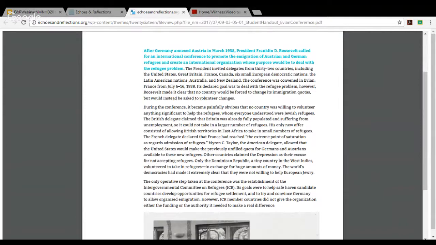Another participant mentions that there is the compromise that's created by this conflict of the Intergovernmental Committee on Refugees. And so it's a solution in a way to help safe haven candidate countries develop opportunities for refugee settlement. However, in the end, it isn't really effective because it doesn't get any funding or authority to make a real difference.